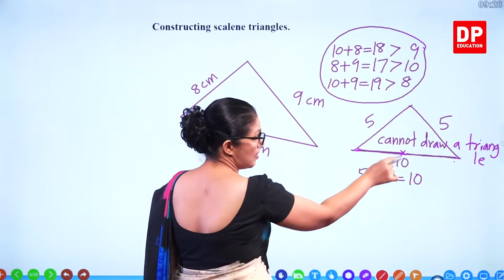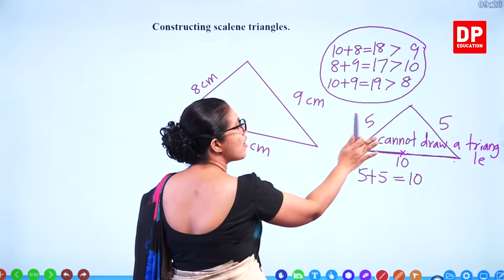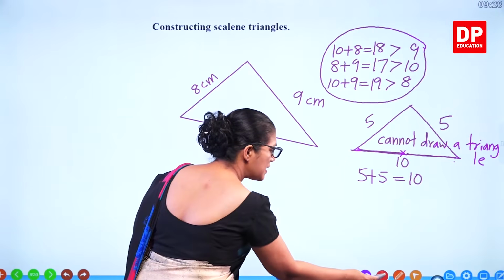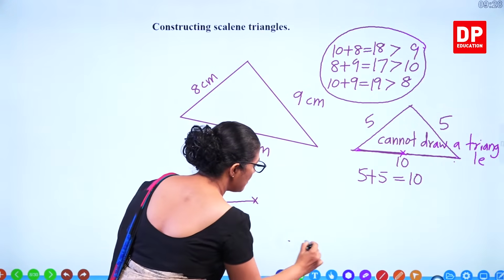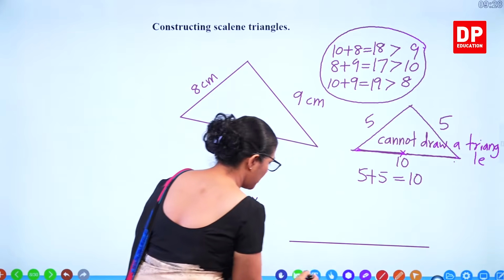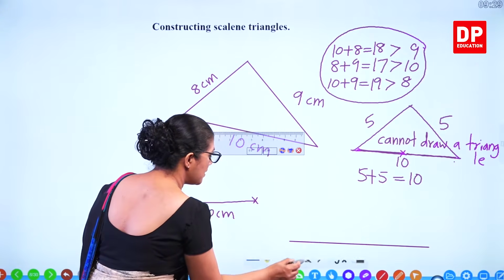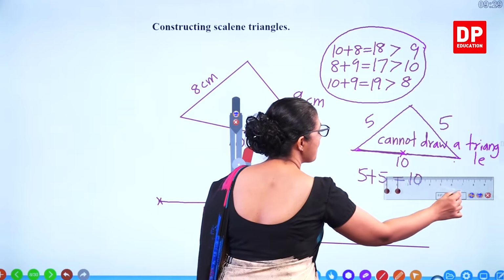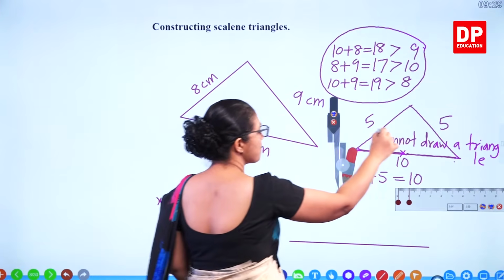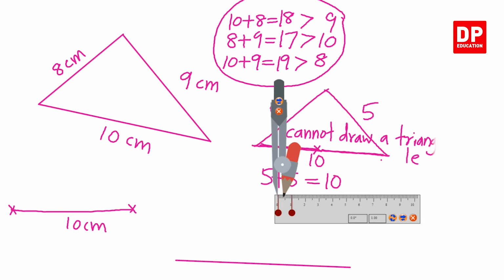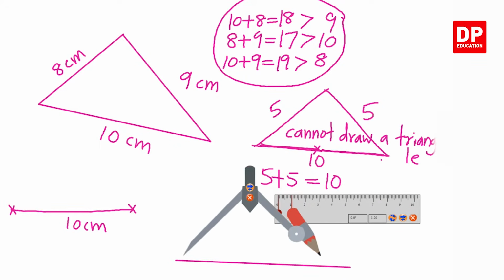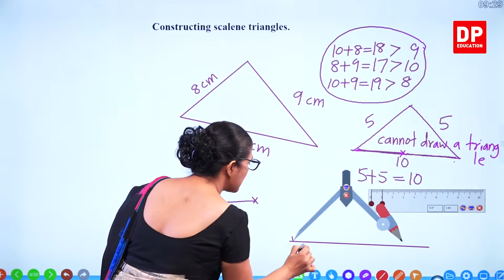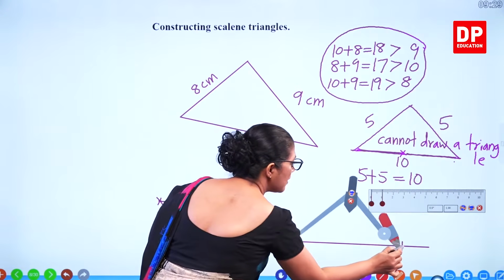So now we'll just try whether we can draw a triangle. Take 10 centimeter length. So we need the ruler and the compass. We want to check whether it's true. 10 centimeter length, and we'll just mark it here. I'll put a tick here and mark it here.